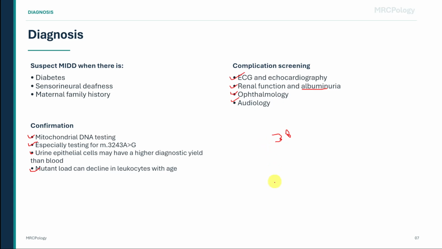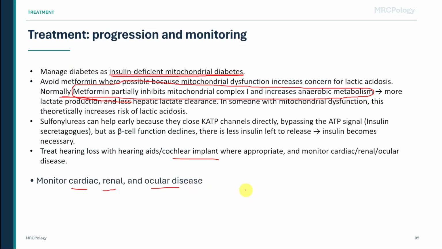A patient with MIDD initially responds to a sulfonylurea, but later develops worsening hyperglycemia despite increasing doses. Why did the sulfonylurea help initially, and why is insulin now required? The answer is that the sulfonylurea initially closed the K-ATP channels directly and bypassed the defective ATP signal, allowing the remaining beta cells to release insulin. As beta cell function declined, insufficient endogenous insulin remained to be released, so exogenous insulin became necessary.